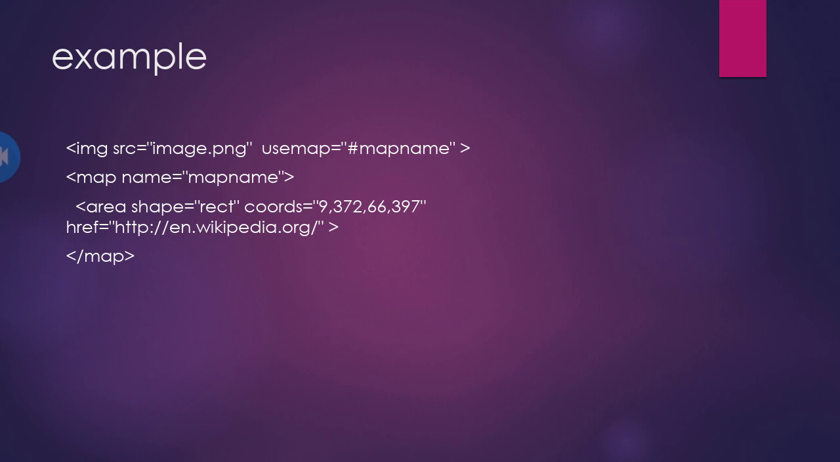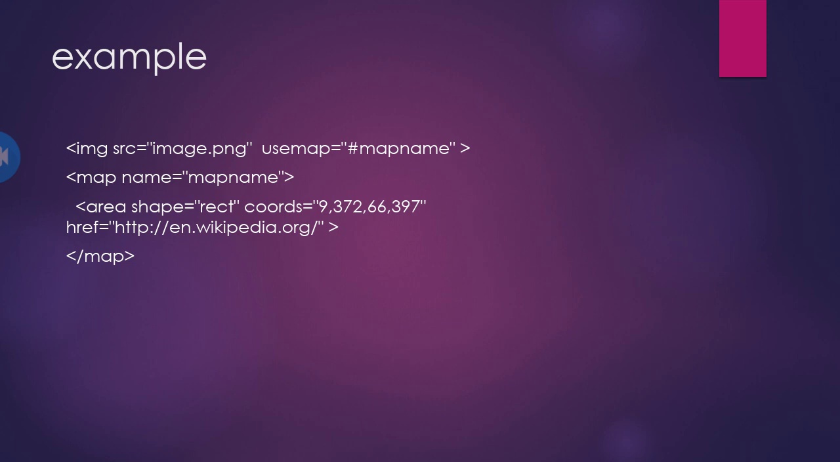So with the hash symbol, you have to give any name in the usemap. I have given the name mapname with the hash symbol. You have to write it in double quotes, then close the angular bracket. Now look at the second line.